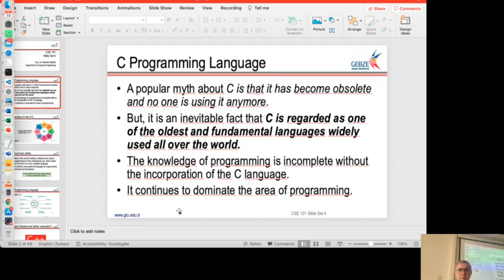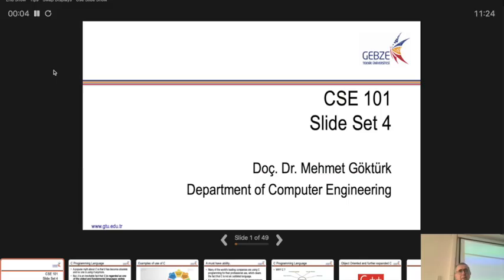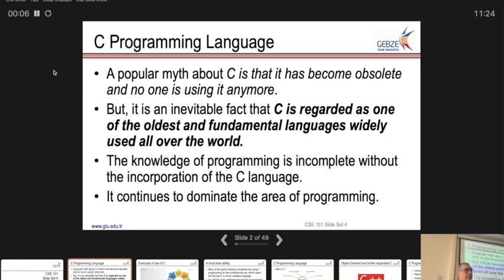Okay, so the C programming language. Some people say it is obsolete, no one is using it anymore, but it is a fundamental language. It's not a different language, it's a fundamental language. Knowledge of programming is incomplete without incorporation of the C language. That's what all the professors say.